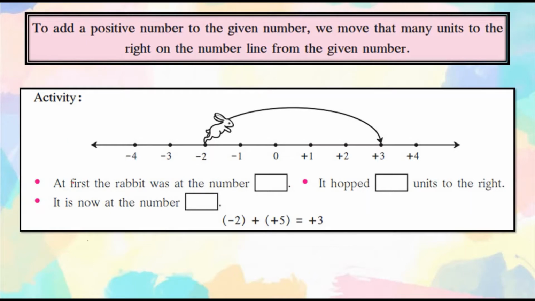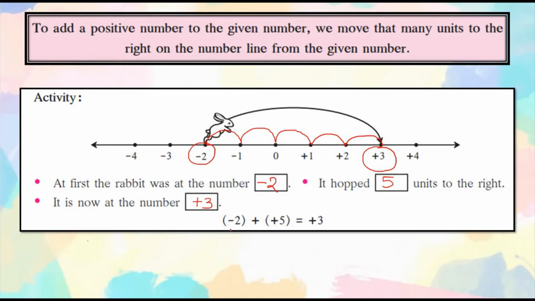Now the first question here again. At first the rabbit was at the number -2. So I will write -2 in the box. Second, it hopped dash units to the right. 1, 2, 3, 4 and 5 units. So I will write 5 in this box. And the next question, it is now at the number dash. So after hopping, it has reached number +3. So I will write +3.